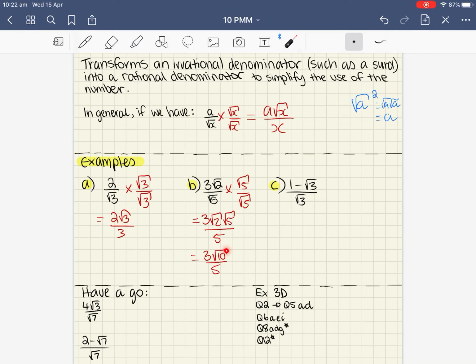Now in this case here, we don't have to simplify that root 10 because 10 has no square factors. But just watch that in future when you get to the textbook, you may be able to simplify any surds on the top. And if you can, you must do that.